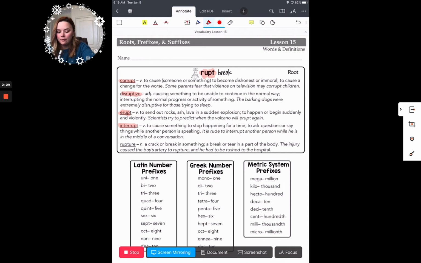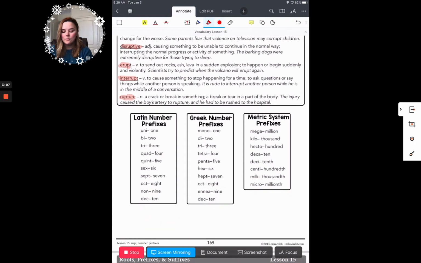And our last word for our roots is rupture. Rupture. So a rupture is a crack or a break in something, or a break or a tear in part of the body. So a physical thing can rupture, like a dam can rupture and the water can come out. A balloon can rupture and the air comes out. Or that can happen to parts of your body, right? Sometimes you might hear of an athlete rupturing a tendon, right? The tendon bursts or tears. That is rupture.